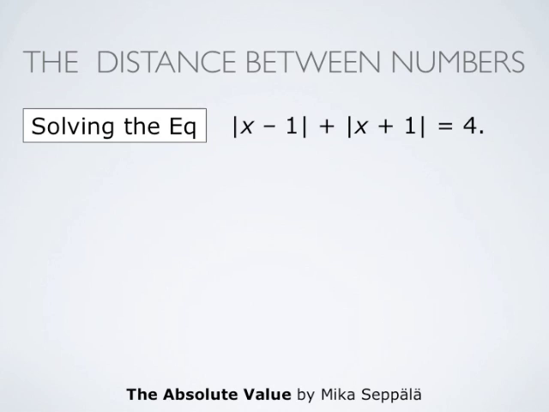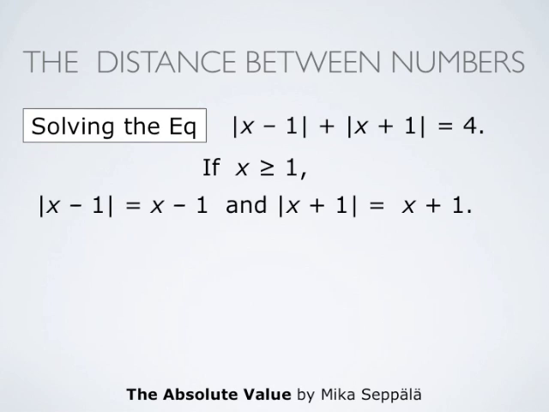Solving this equation first involves getting rid of the absolute value signs. And this can be done by limiting x into certain intervals. We do it in the following way. First we observe that if x is greater than or equal to 1, then both x minus 1 and x plus 1 are non-negative. Therefore, if x is greater than or equal to 1, the absolute value of x minus 1 is x minus 1 itself, and the absolute value of x plus 1 is x plus 1 itself.